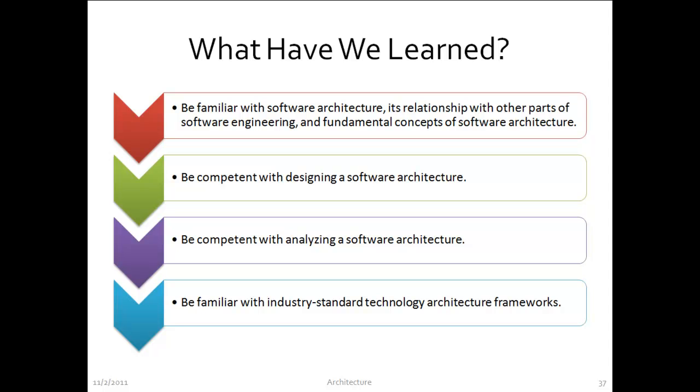The second learning outcome was to be familiar with designing a software architecture. We showed you a technique called attribute-driven design for designing architectures using standard architectural tactics. We also wanted you to be familiar with analyzing an already designed software architecture. For this, we presented the Architecture Trade-off Analysis Method, or ATAM. And finally, we explained what technology architecture frameworks were, how you use them, and gave you a few examples.